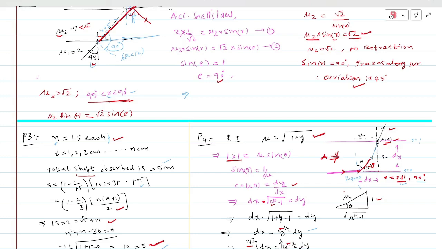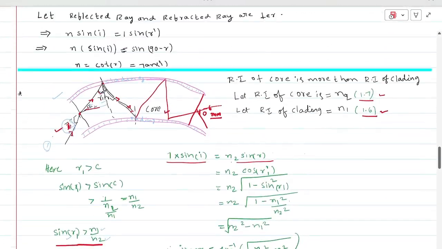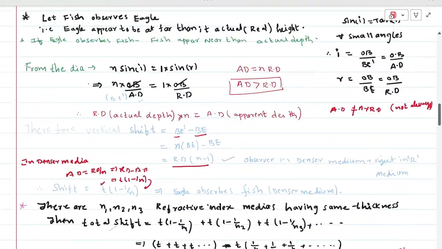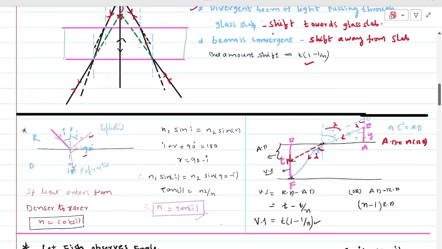So now coming to the next application, T.I.R., total internal reflection on a glass slab. So here this is C1. This is one of the cases, where the incident angle is from rarer to denser medium, and the reflected ray and refracted ray are perpendicular. So that means angle I here, angle R, the refracting angle, and the angle between the reflected ray and refracted ray is 90 degrees.